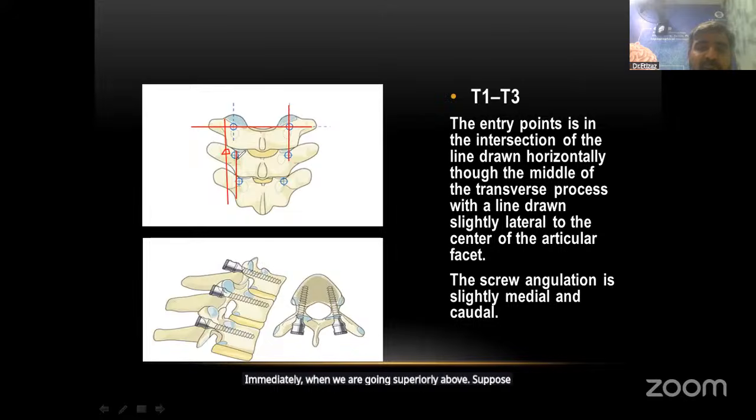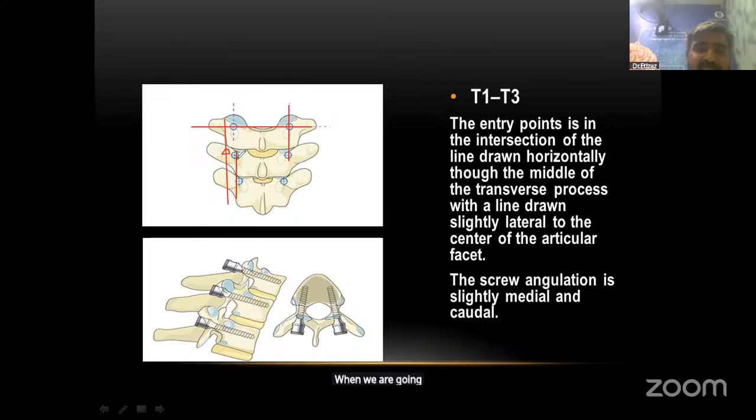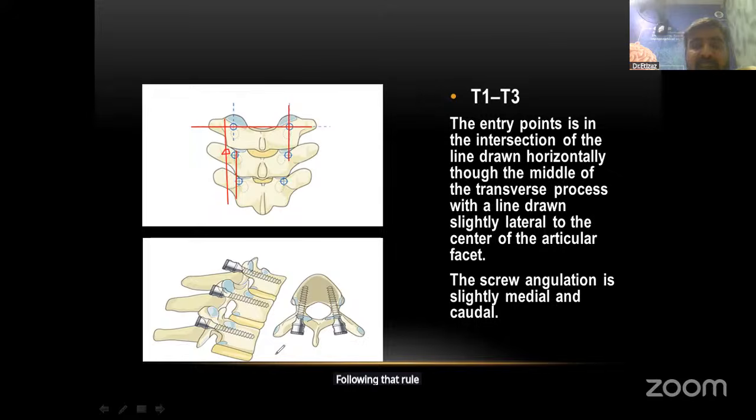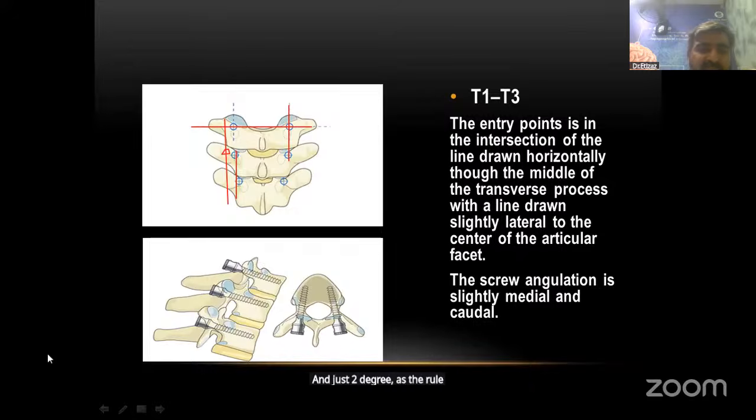Suppose we are going at T11, for T11 the degree is 0, vertically go downward. When we are going at the level of T10, then add 2 to the 0, that is 2 degrees. Then T9 will be 4 degrees. In this way, when we are at the level of T1, it will be 27 degrees. Okay, this is the rule of TP. When we are following that rule, when there is T1, T2, T3, and T12, then the mid TP is there. When we are following the landmarks, then the screw will be slightly medial and caudal, and just 2 degrees as the rule says.